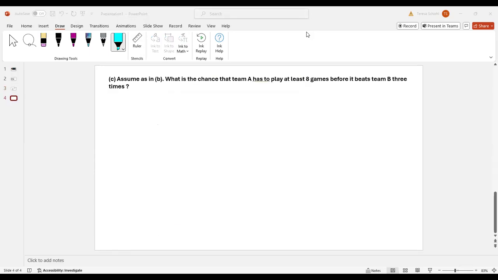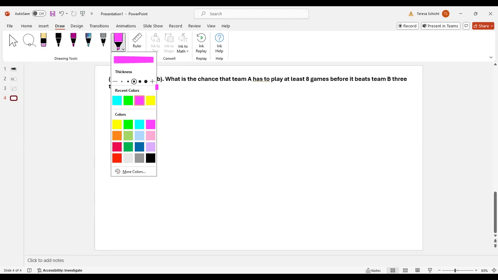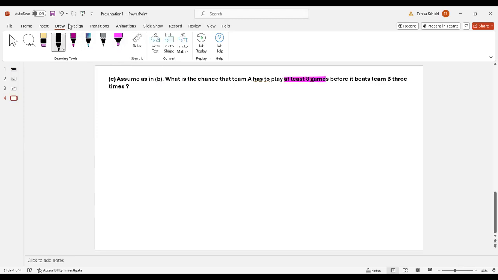So for part C, we also need to use the negative binomial concept. They said, what is the chance A has to play, and here is the keyword, at least A games here before it beats team B 3 times. So what is at least A? That means I'm looking for the probability N is greater than or equal to 8.